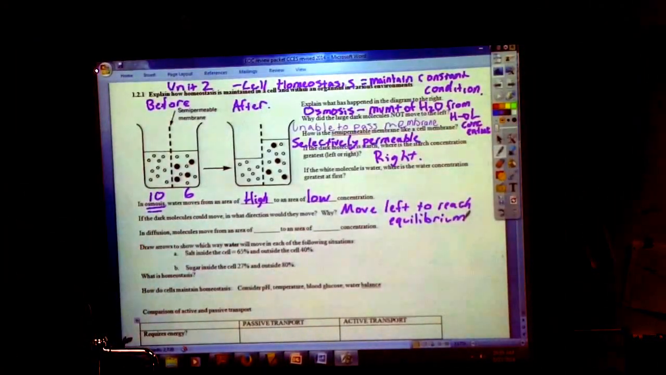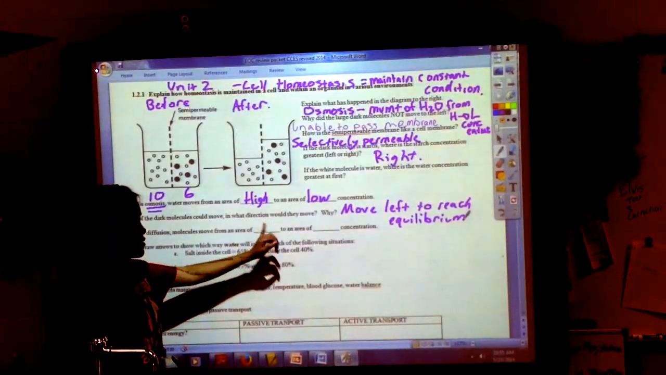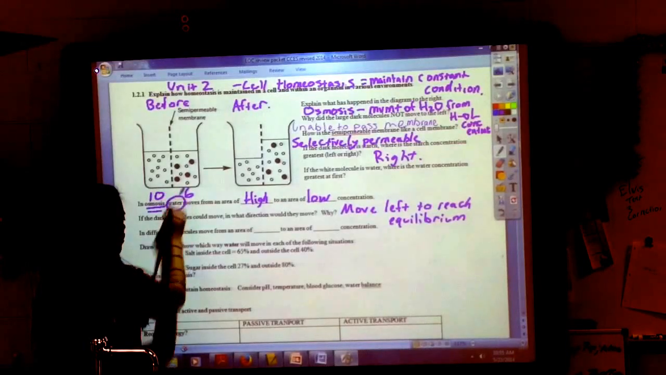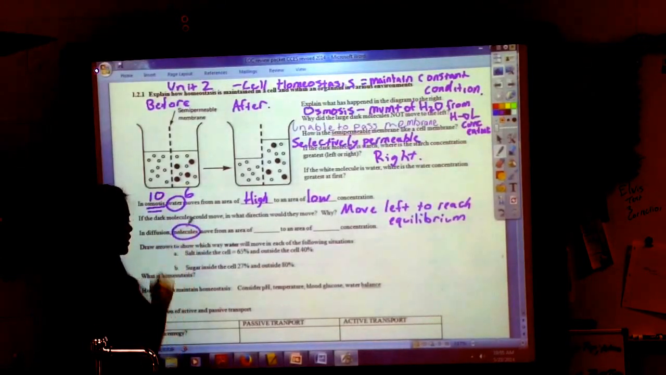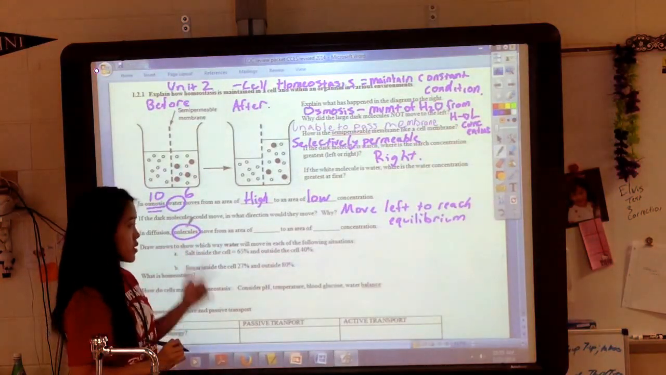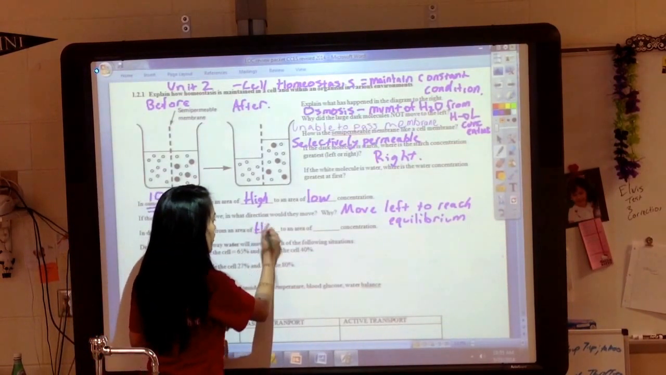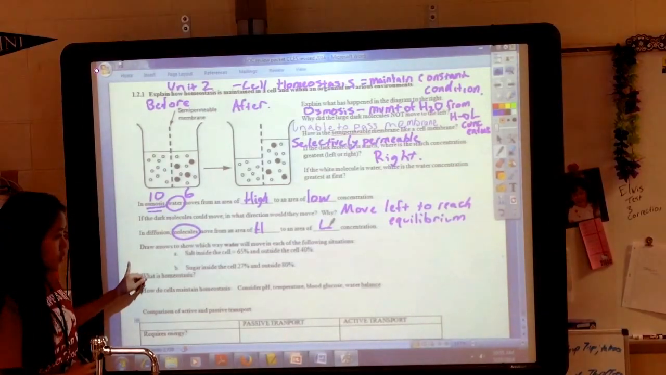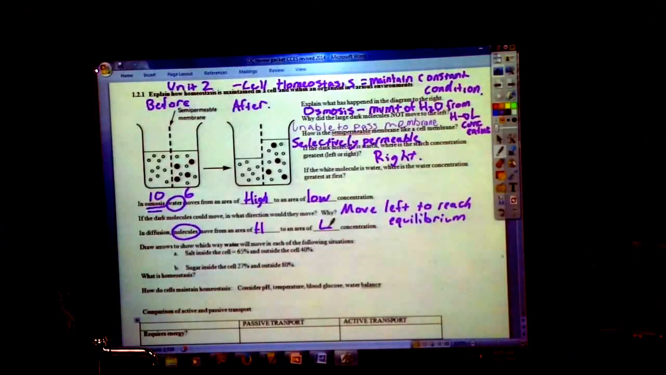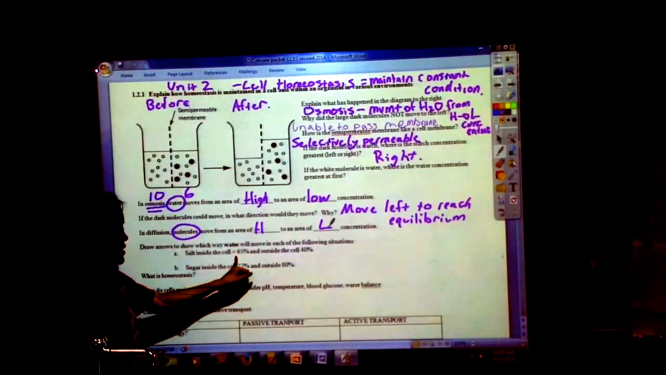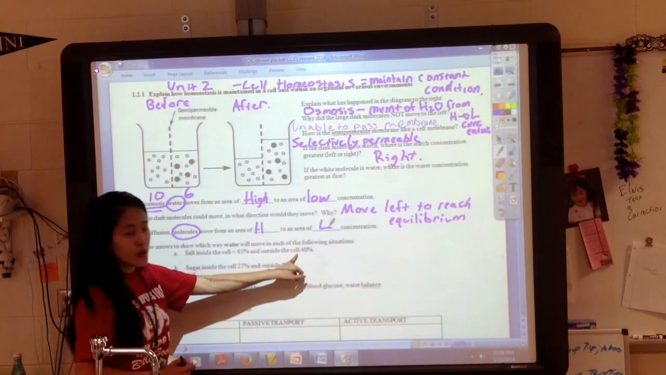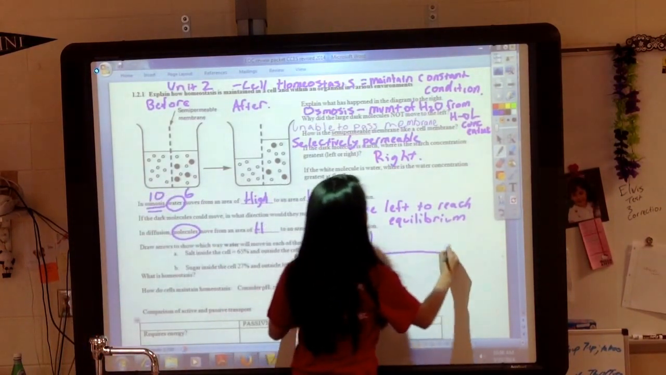Next, in diffusion, molecules move from an area of blank to an area of blank concentration. Notice the difference here. In osmosis, we're talking about water. In diffusion, we're talking about any molecule. It can be a gas, it can be a solid, but it's still going to be from high to low concentration. Then it says to draw the arrows to show which way the water will move in each of the following situations. If you have salt inside the cell, which is 65%, and outside the cell, 40%. For these two, you should draw your pictures.